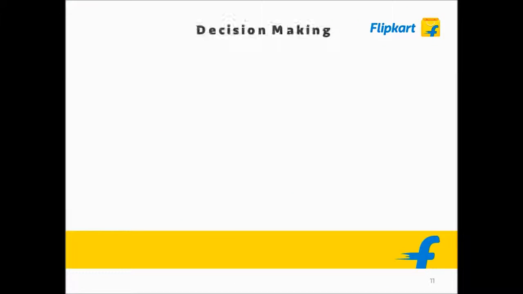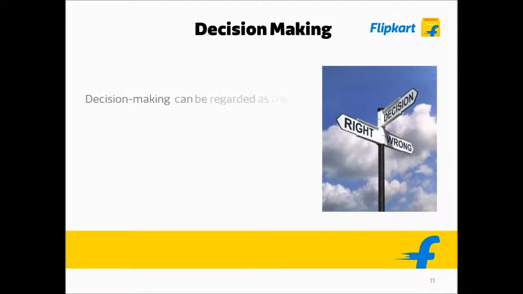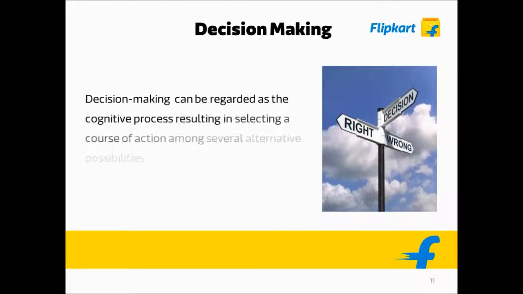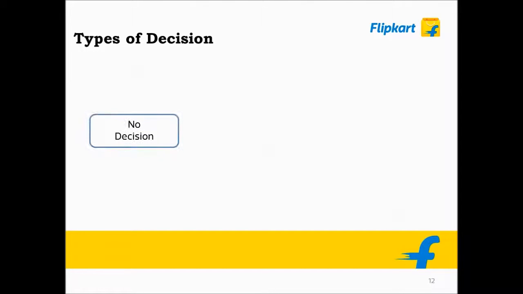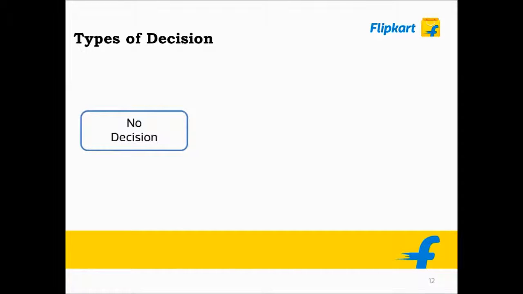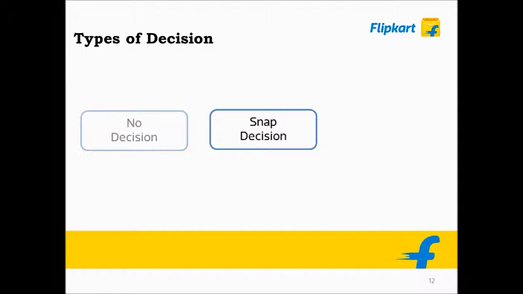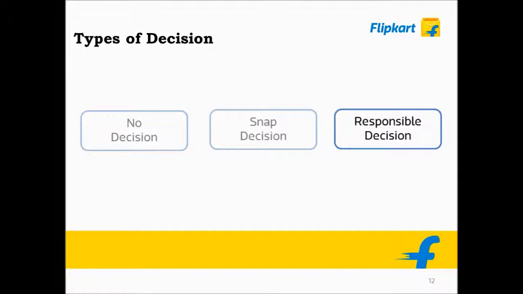Let us now understand what is decision making. Decision making can be regarded as the cognitive process resulting in selecting a course of action among several alternative possibilities. Decisions can be categorized under 3 types. They are: no decision, letting others decide what you will do; snap decision, a quick choice you make with no consideration of the result; responsible decision, taken after detailed consideration.